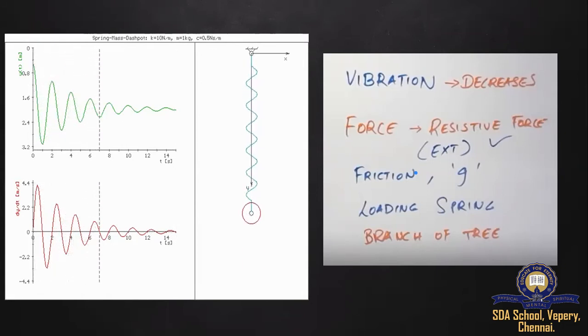Imagine this spring. It is moving up and down. Initially it moves more and then reduces slowly and then it comes to rest. And this is what you call damped vibration.